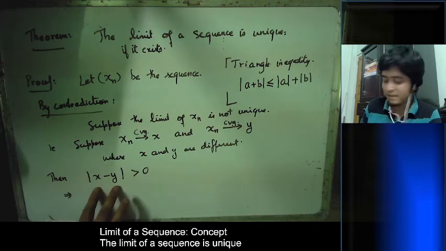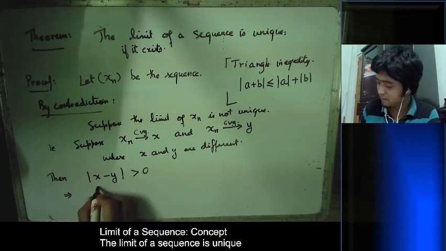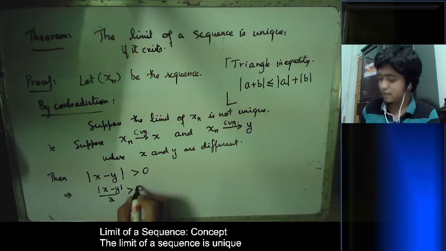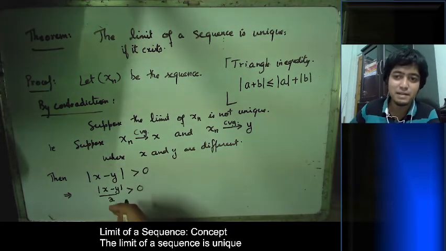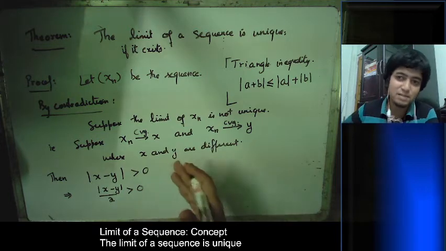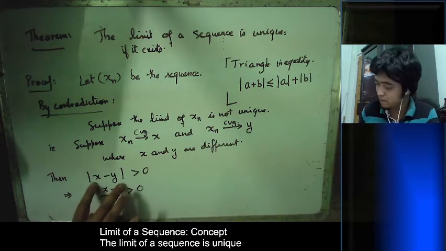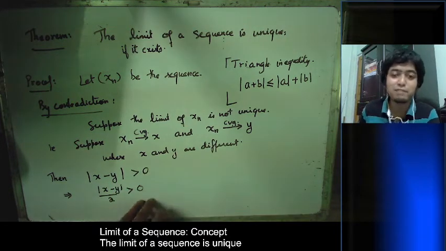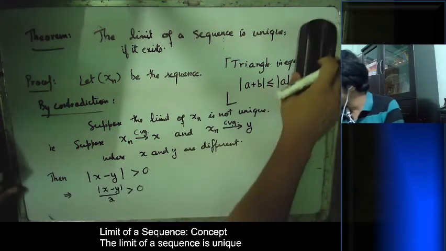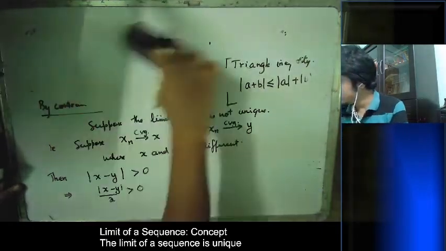If this is greater than 0, then if you divide it by 2, it will also be greater than 0, right? A positive number, you divide it by 2, it will still be greater than 0. So now what will we do?